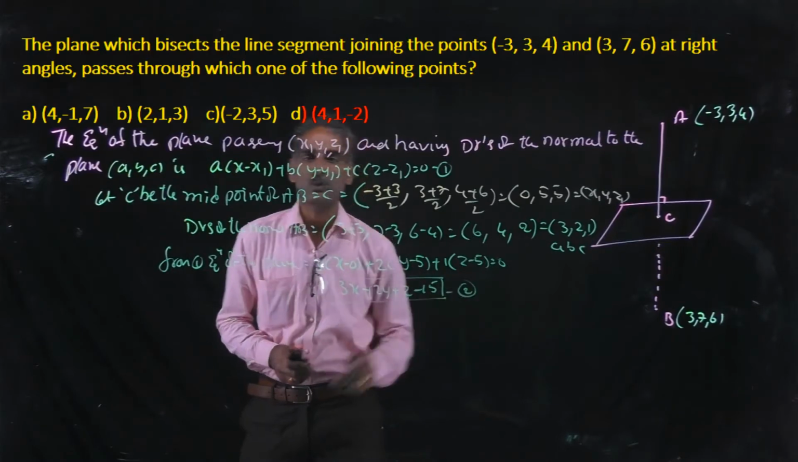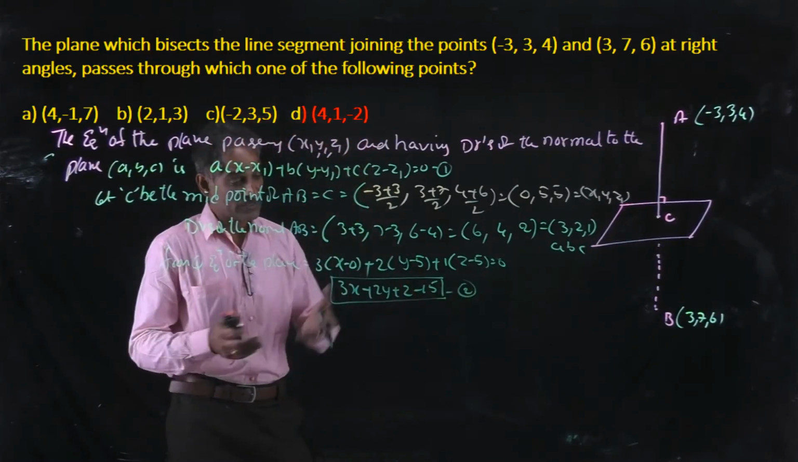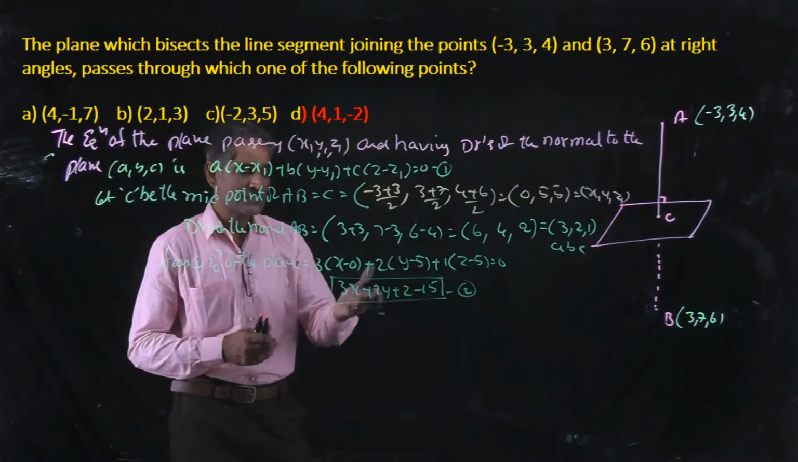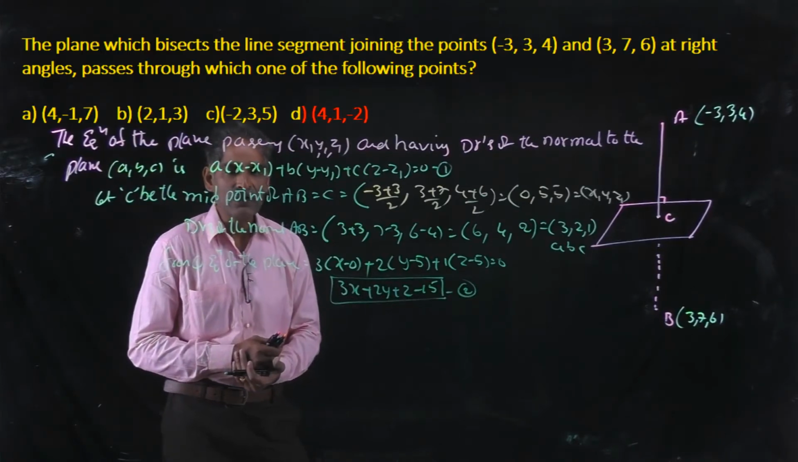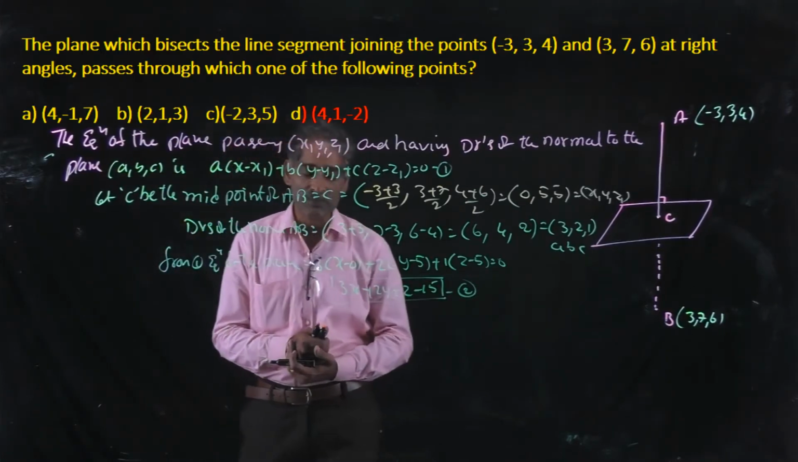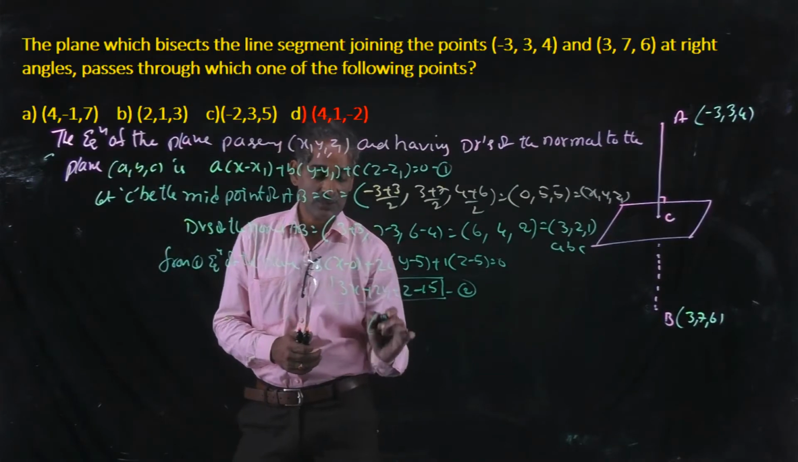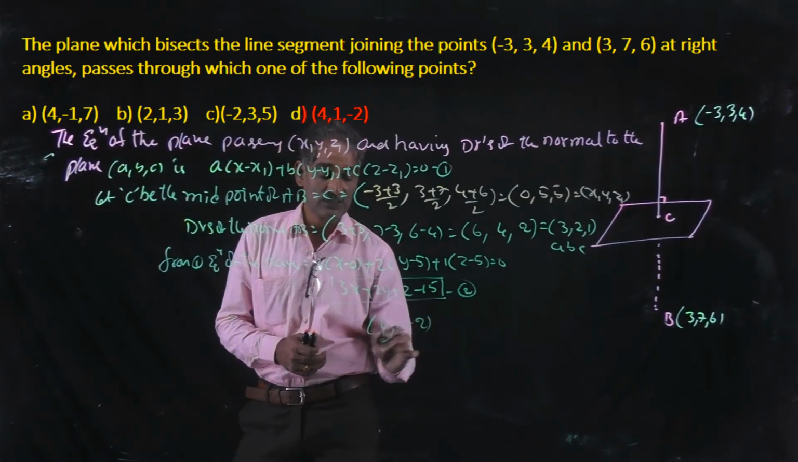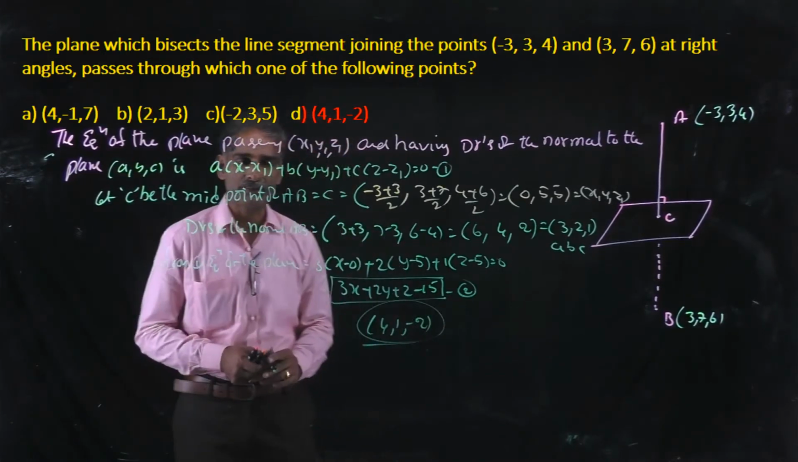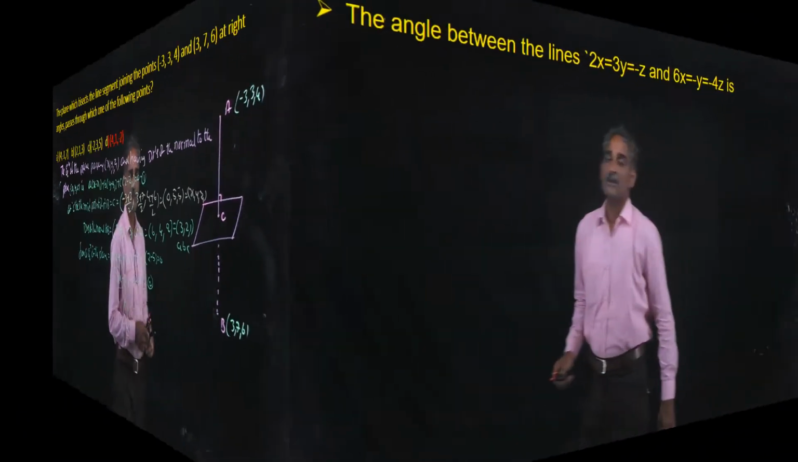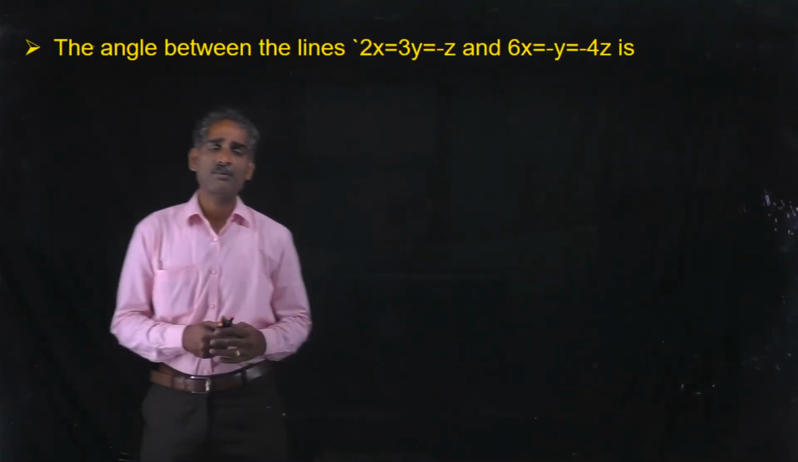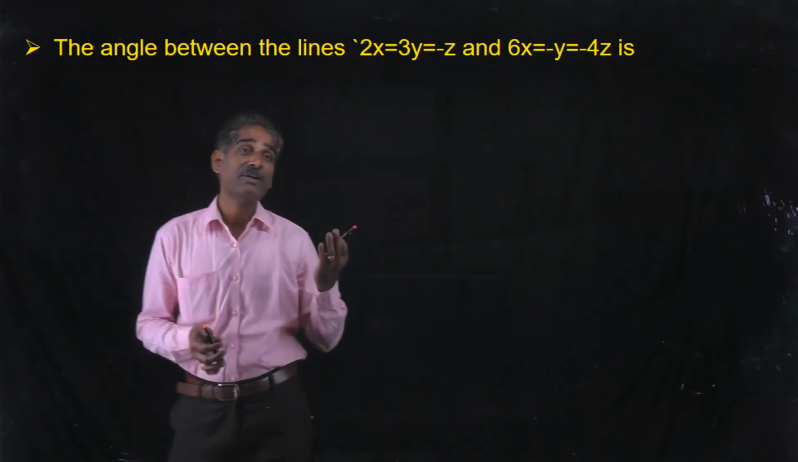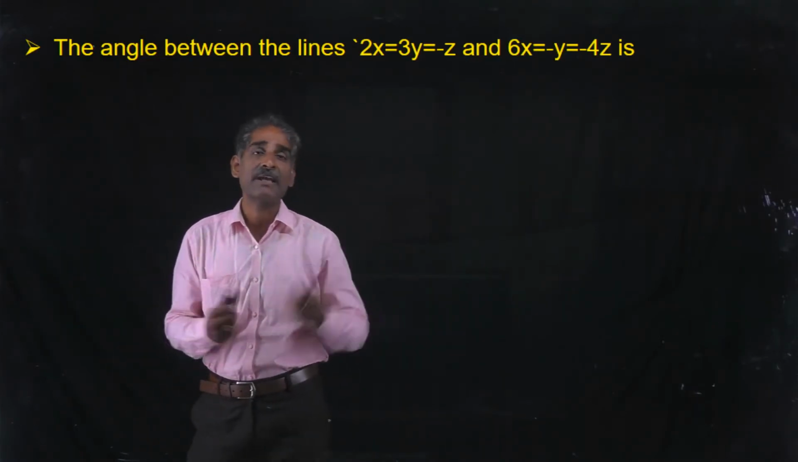Let us take this equal to 0 and verify which of the options satisfies this equation. Clearly 4 comma minus 1 comma minus 2 satisfies this equation. Therefore 4 comma minus 1 comma minus 2 is the required point. See this problem, it is a very important problem, and at the same time very easy, just like an IB problem.